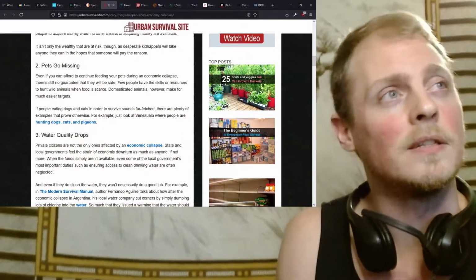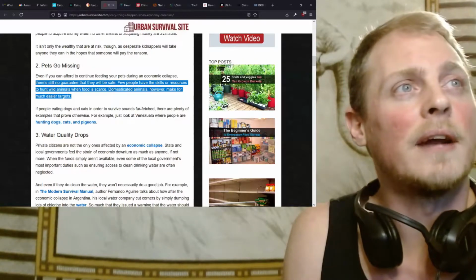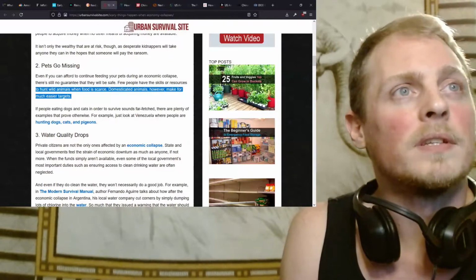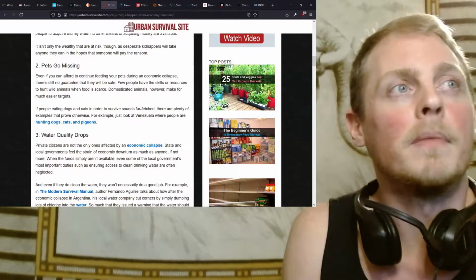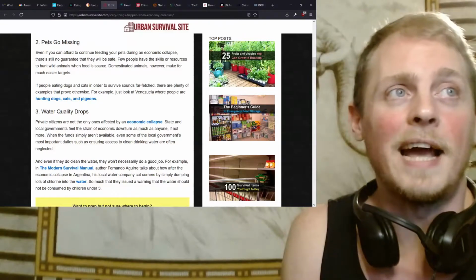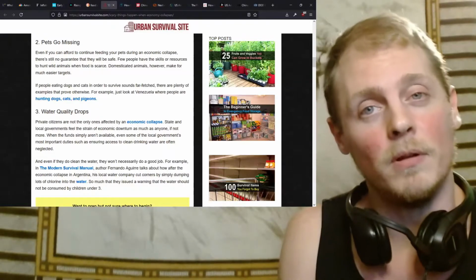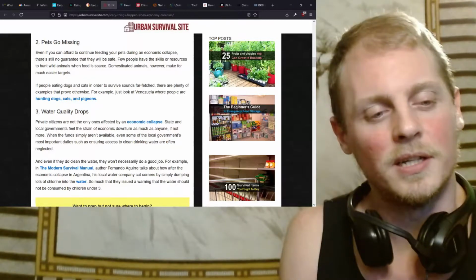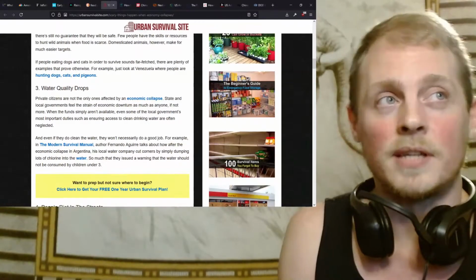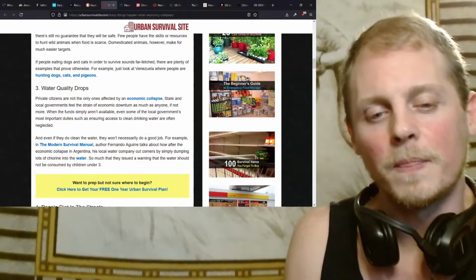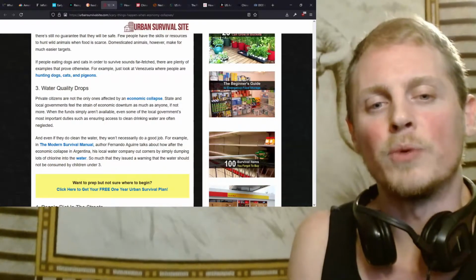People can't pay for their pets either, so pets go missing. Even if you can afford to continue feeding your pet during an economic collapse, there's still no guarantee that they will be safe. Few people have the skills or resources to hunt wild animals when food is scarce. Domestic animals, however, make much easier targets. If people eating dogs and cats in order to survive sounds far-fetched, there are plenty of examples that prove otherwise. In fact, people start eating people. You could see that in Ukraine, in Russia, Yugoslavia. I mean, it goes on. It gets scary. Google, DuckDuckGo, cannibalism and people eating people in Russia.